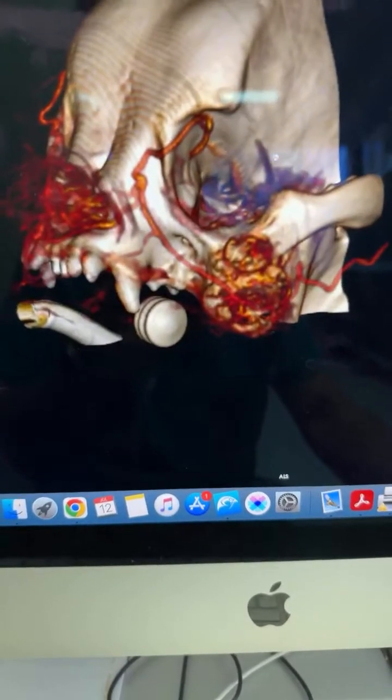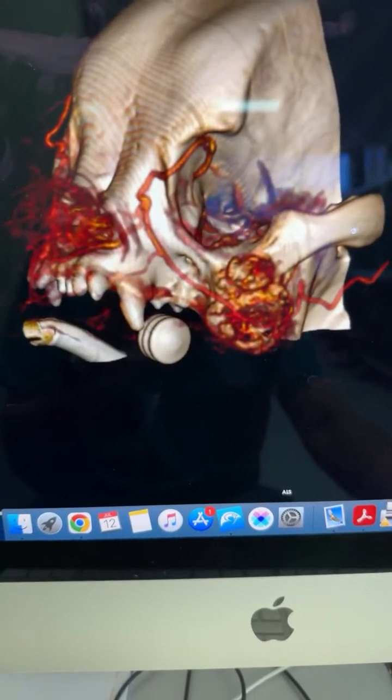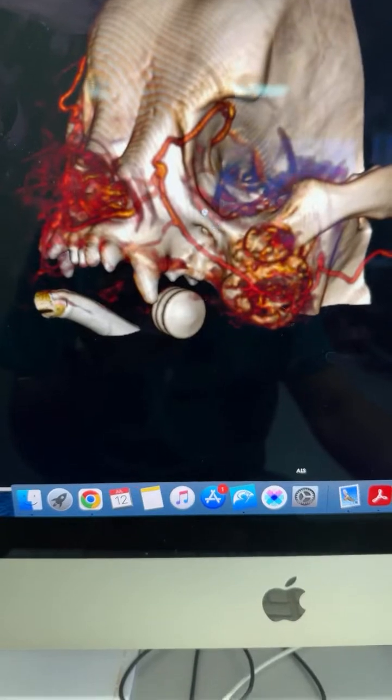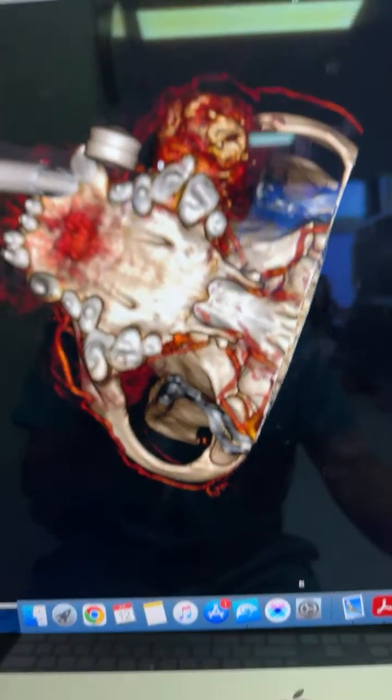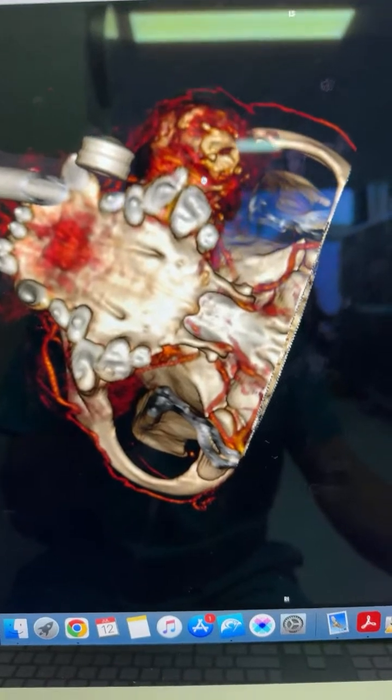So this is the orbit right here. That's the zygomatic arch right there. That's the infraorbital foramen. And then we've got this big mass sitting right here, some big maxillary arteries coming in there. It is mostly lateral to the molars.